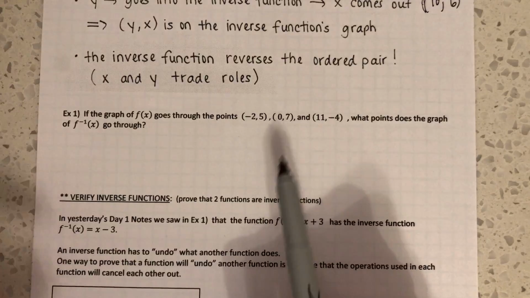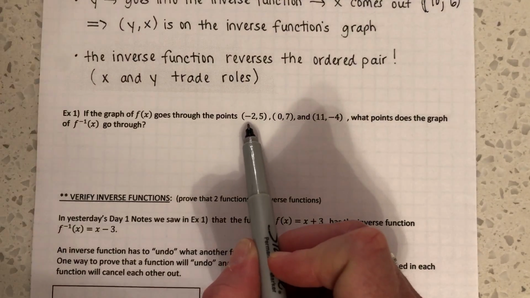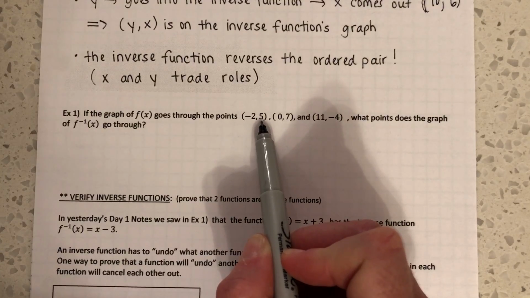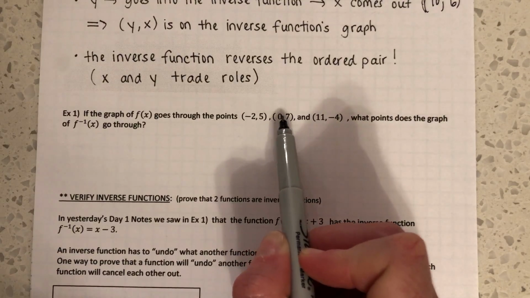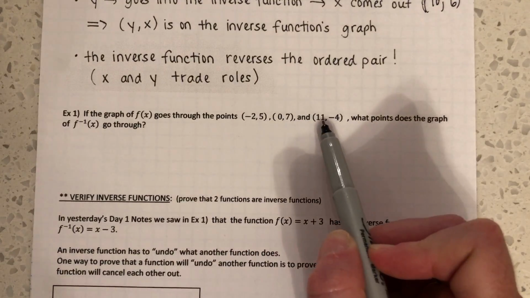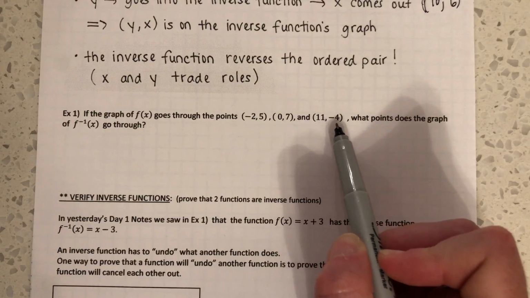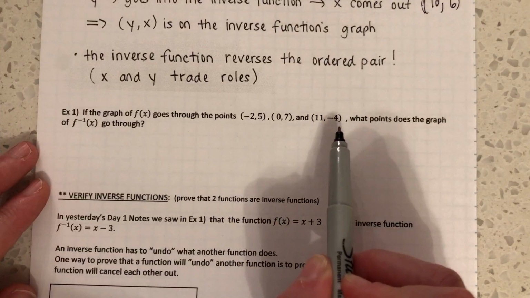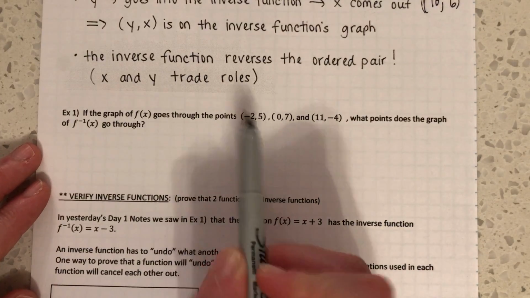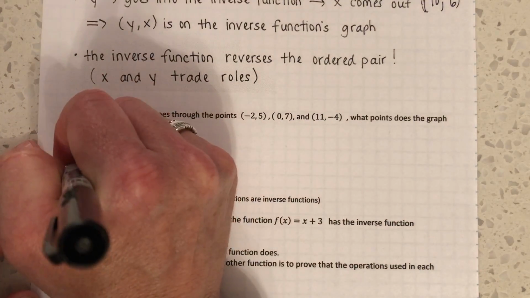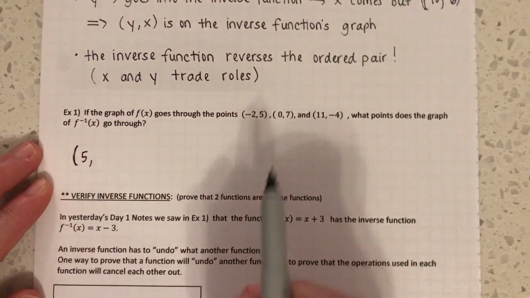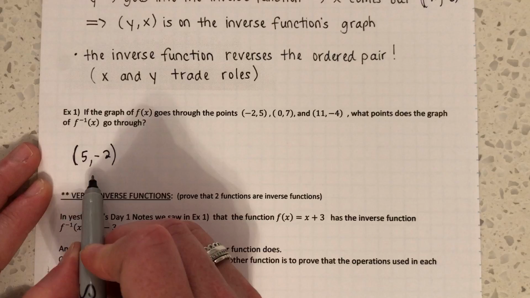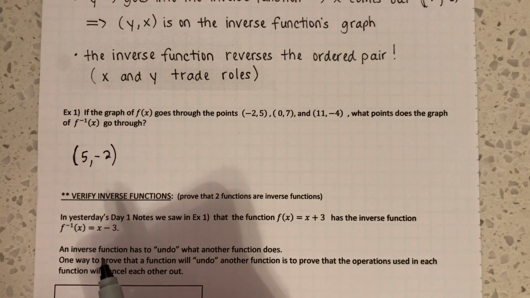They have to get reversed, right? These ordered pairs tell a story. When -2 went into the function, a 5 came out. When 0 went into that function, a 7 came out. When 11 went into that function, a -4 came out. So what is an inverse going to do? It's going to undo all of this. That means that when 5 goes into the inverse, who has to come out? A -2. So that means the point (5, -2) has to be on the graph of the inverse.